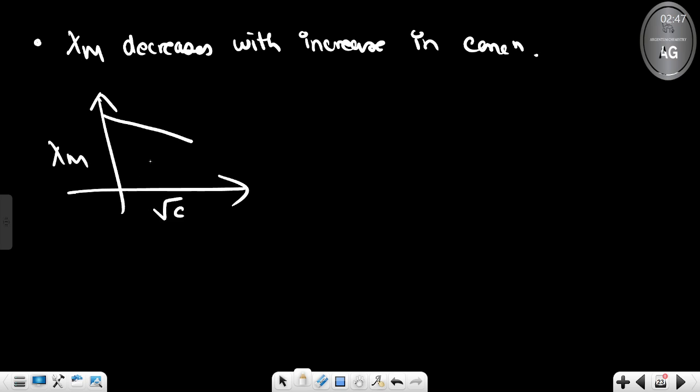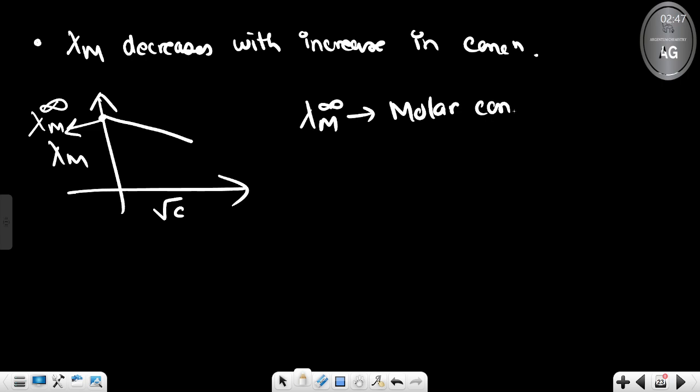Its concentration is 0. Now you see, if I am extending the graph behind, where root C is 0, then I am getting one value, right? This value will be called delta M infinity. That means when root C becomes 0, the value that we are getting is the value at infinite dilution. Remember, this value is very important.